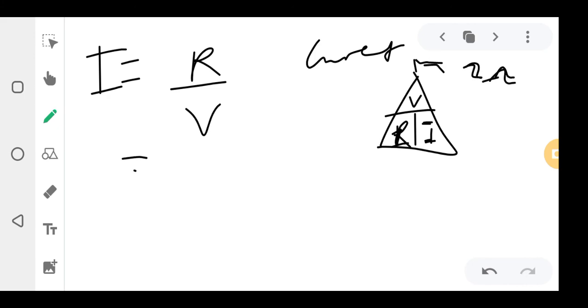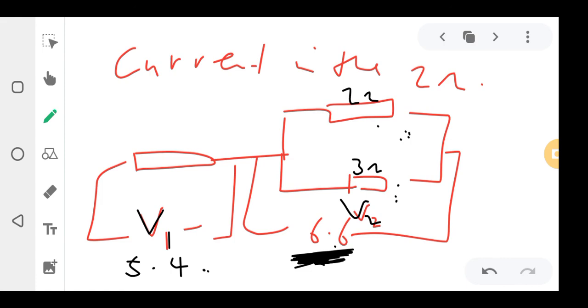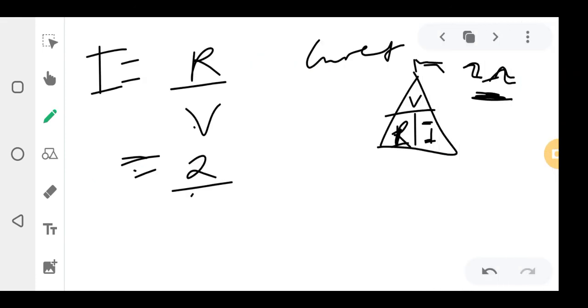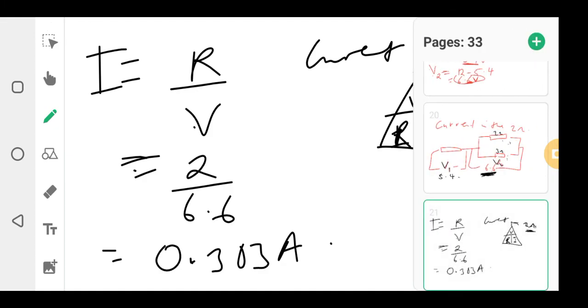So what is the resistance? Resistance is the 2 ohm resistor. You see, the 2 ohm resistor over the voltage for the 2 ohm resistor is what? The voltage for the 2 ohm resistor is this one, 6.6. Okay. So voltage is 6.6, equal to 2 divided by 6.6. 2 divided by 6.6, which is 0.303 amps. Okay. And then we're done now.